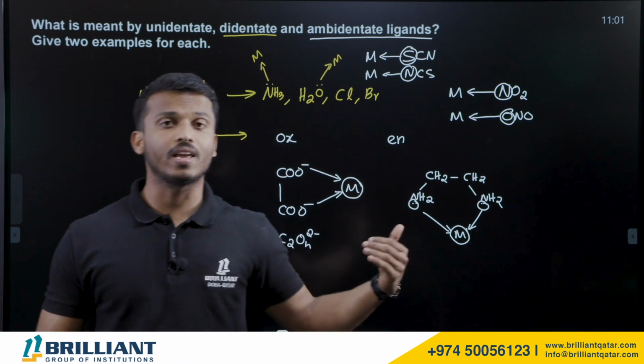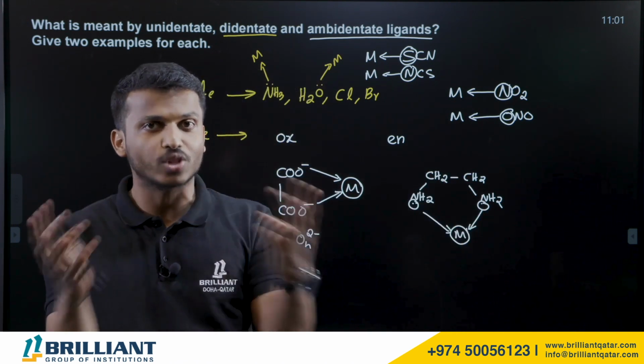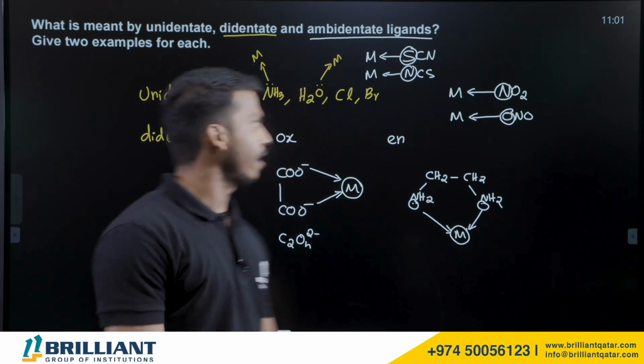So what is an ambidentate ligand? Ambidentate ligands are certain monodentate ligands having two sites actually, but at a time they can make only one sigma bond with the metal atom, right?